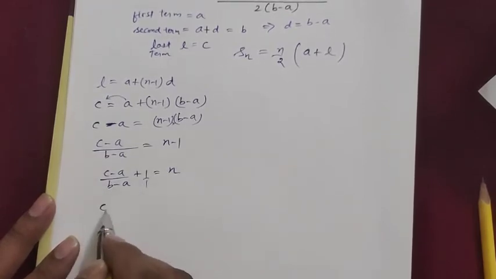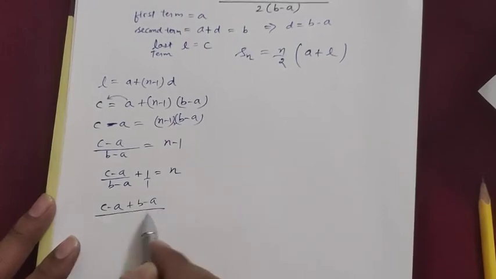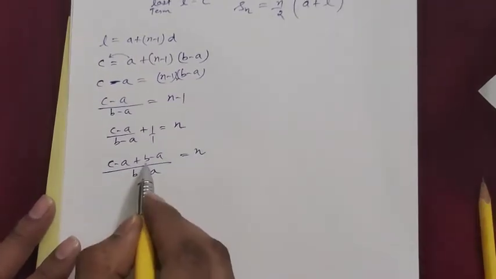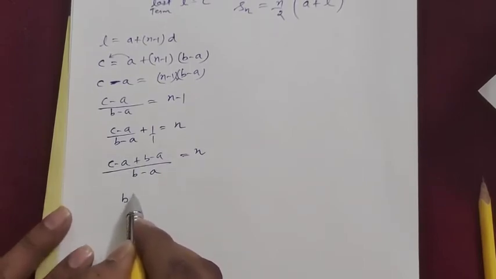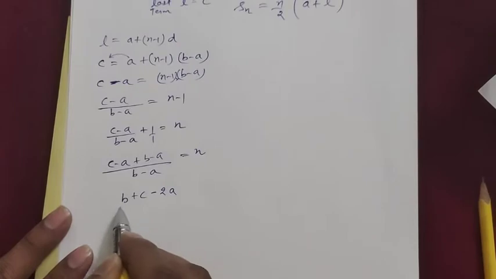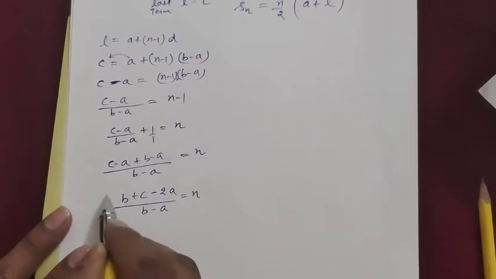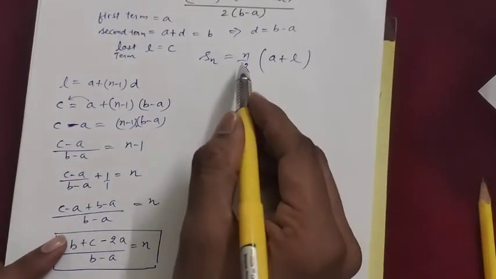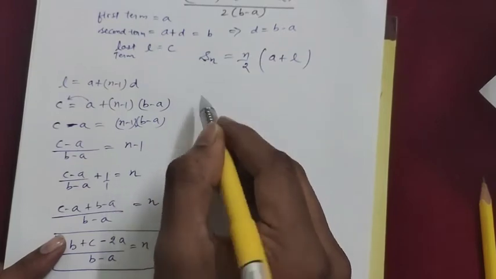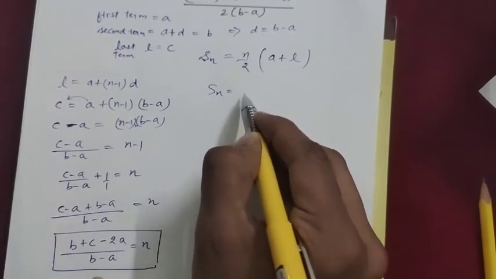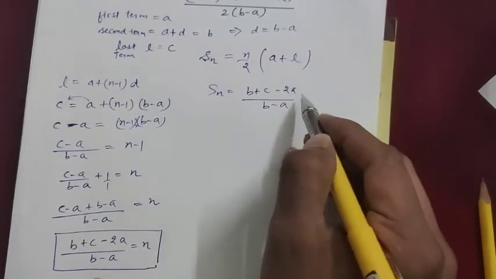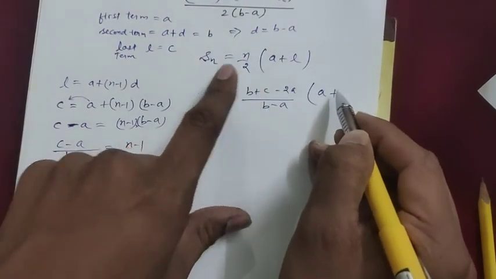Now take the LCM. So C minus A plus B minus A upon B minus A. So in the numerator we will have B plus C minus 2A upon B minus A equals N. Now we have got the value of N. So we can put this value here in order to get the sum of N terms. So Sn, N is what? B plus C minus 2A upon B minus A, and A is A itself, and L is what? C.